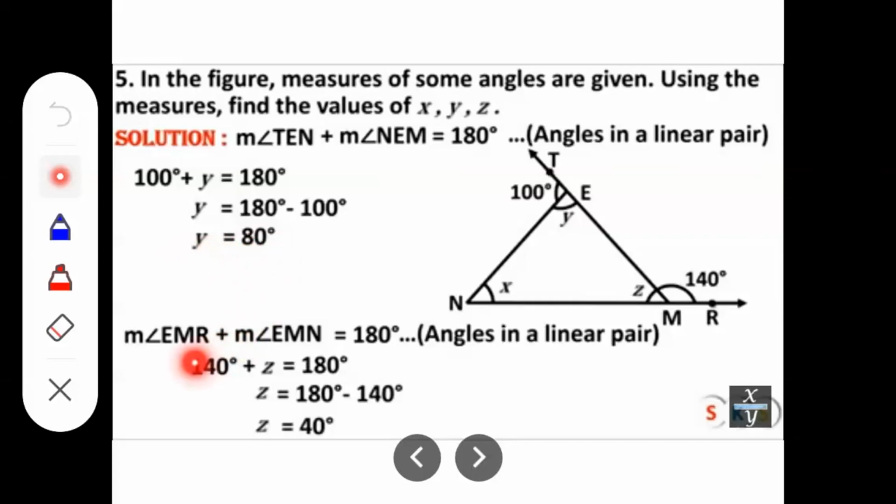Similarly, write the equation for those two angles. Then put the value for each one and do the calculation. It's very easy, nothing to explain here. Those are all calculation steps. And the value we got here is z equals 40 degree. So y equals 80 degree and z is 40 degree.